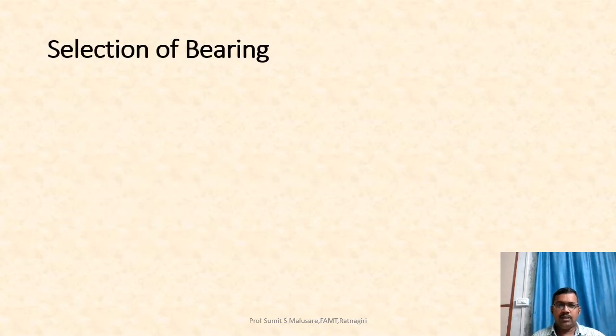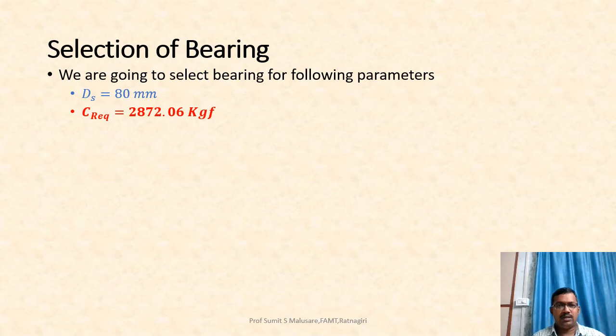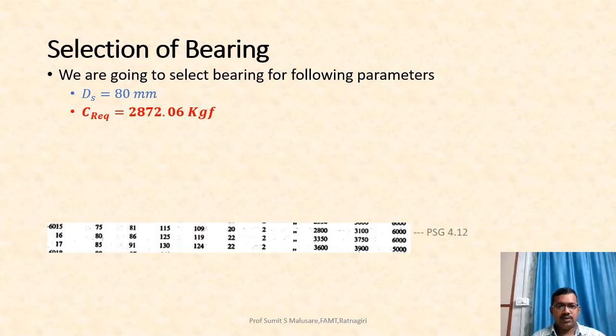Now selection of bearing. Again we are going to select the bearing only on two parameters, the diameter and the dynamic load carrying capacity required. So if diameter is equal to 80 mm, then 80 divided by 5, I have to go for 16. So I can go for 6016, I can go for 6216, I can go for 6316. That is a series of the deep groove ball bearing.